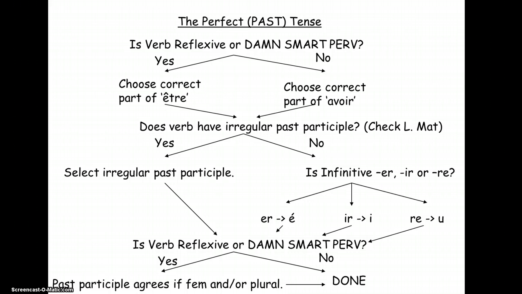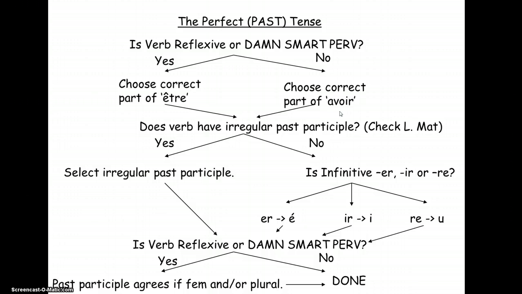However, if you're starting out, this flowchart can give you a bit of direction. Essentially, there are two main parts to this. You need to know whether your verb takes être or avoir. If you remember, there are three parts to the perfect tense. There's the person, like je. There's the auxiliary verb, like suis. And then there's the past participle, like aller, je suis allé, I went.